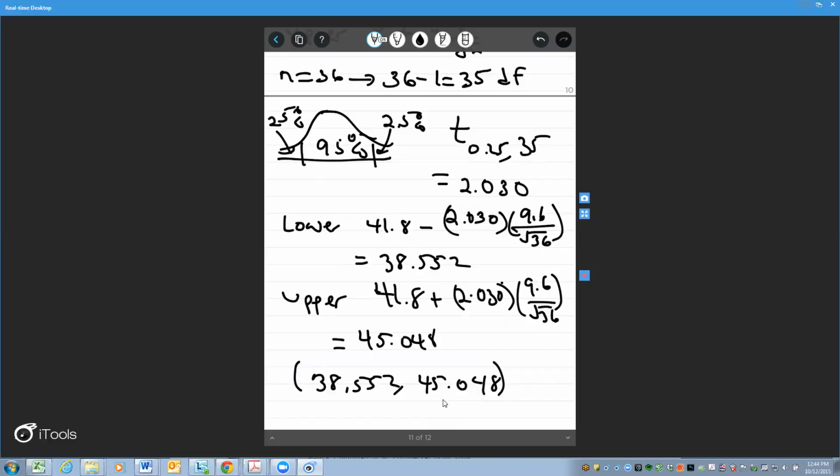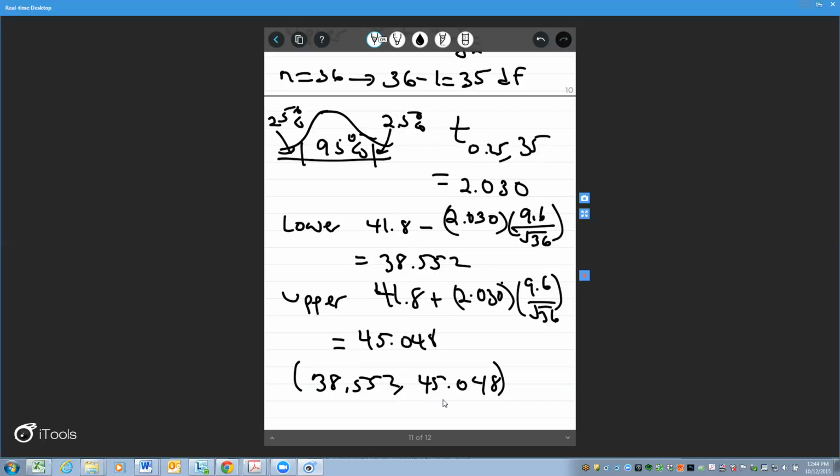Again, remember that the confidence lies in the methodology that I'm using. I'm 95% confident that my method will capture that mean. The true population mean is either in that interval or it's not. So I can just talk about how confident I am that I've captured that interval.